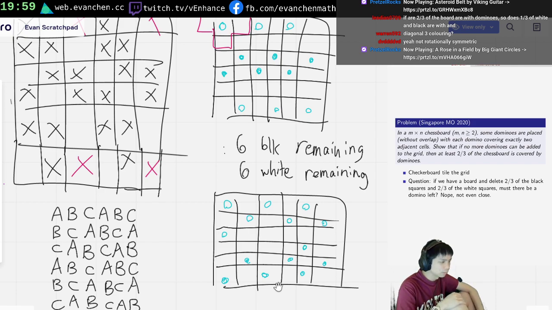Wait, also... Did I just forget what I'm trying to prove? I want to show that if there's less than 2/3, then you can add a domino. I feel like I flipped something in my head at some point and I'm doing the problem backwards now, which is why it's so hard. What am I trying to do?